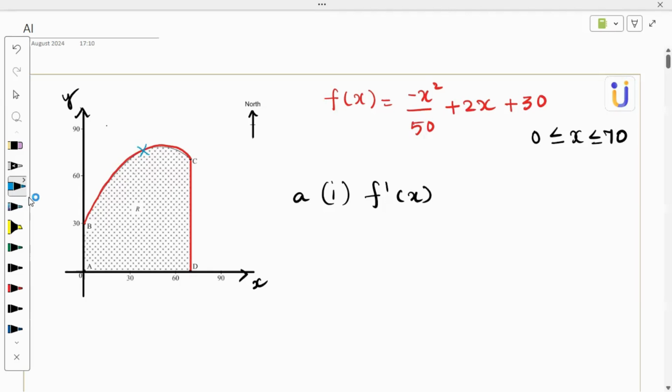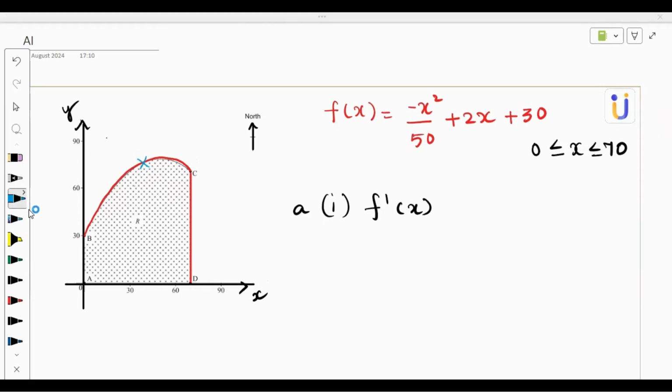That curve is modeled by the function f of x equals minus x squared by 50 plus 2x plus 30 from the interval 0 to 70. x ranges from 0 to 70. So this is given and multiple questions are involved.